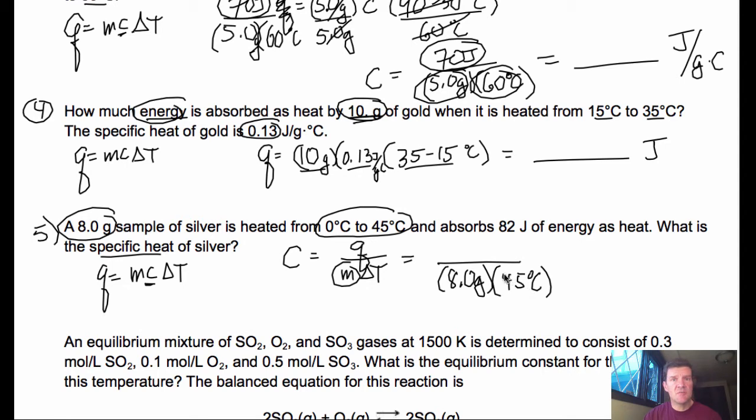Now the change in temperature can be negative too. And you can get a negative change in temperature, but that means your heat is going to be also negative. It's going to be leaving the substance. It absorbs 82 joules. So when you do this calculation, you take 82 divided by 8, and then take that number and divide by 45. You're going to get an answer, and it is going to be in joules per gram Celsius. Remember, that is what specific heat means.